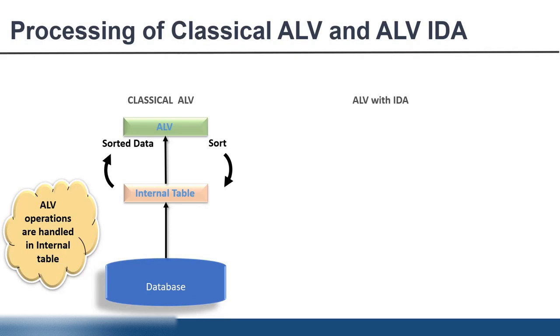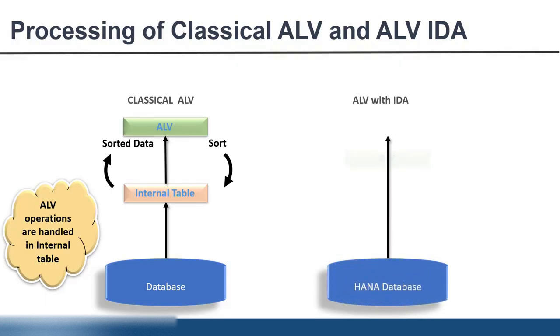What happens with ALV IDA? In ALV IDA, we have a HANA database. We fetch the data from the database and directly display the output in ALV format. There is no internal table in between. So now you can see one page of data on the ALV screen. If you press page down, the control goes back to the database. The next set of data is fetched and you can see the next page on the screen.